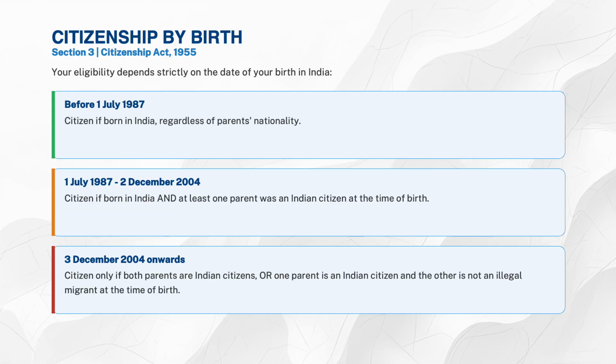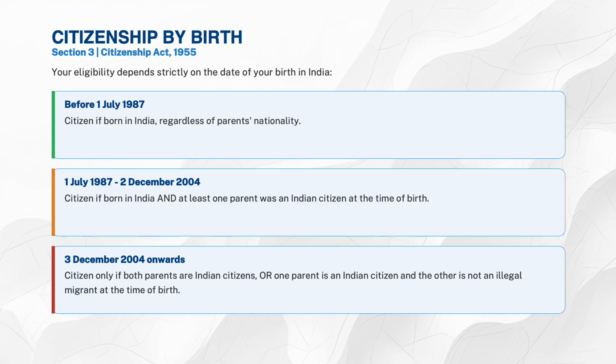So the first one, there are 5 ways of acquiring Indian citizenship. The first one is citizenship by birth, right? It's mentioned in Section 3 of the Citizenship Act 1955. Your eligibility depends strictly on the date of your birth in India. So if you were born before July 1, 1987, which I'm sure none of us come under that category. All of us were born after 1st July 1987, but our parents, they were born before 1st July 1987.